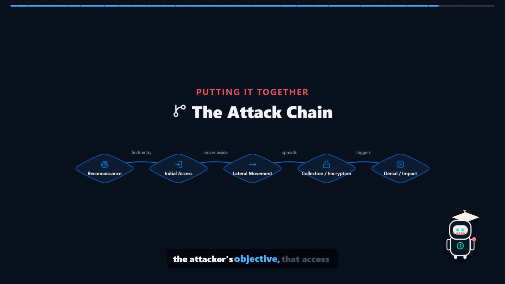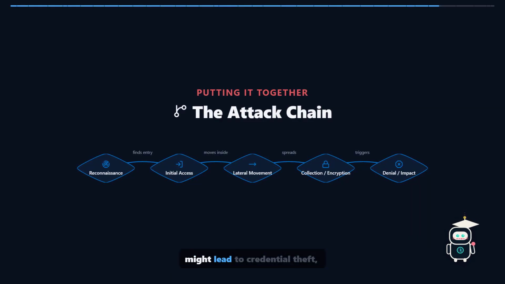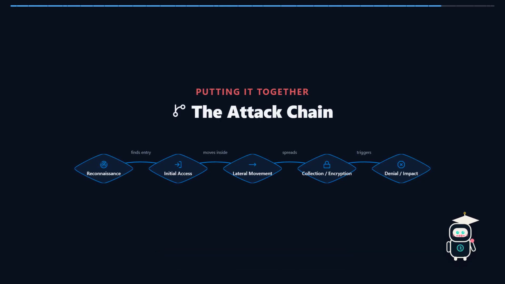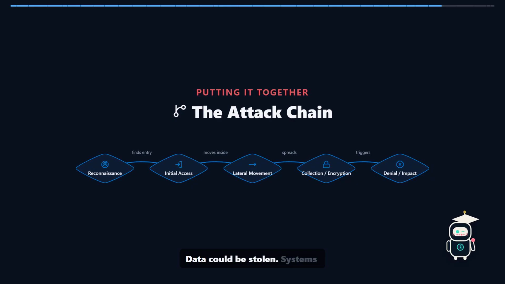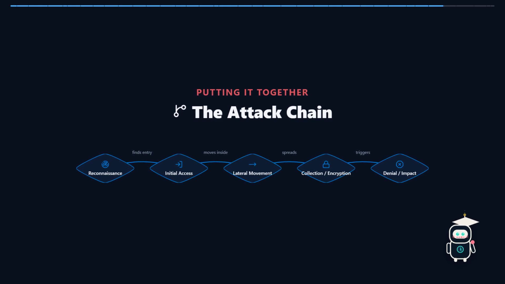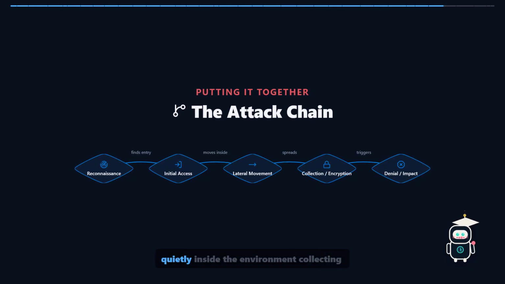Depending on the attacker's objective, that access might lead to credential theft, privilege escalation, lateral movement, data collection, persistence, malware deployment, or some combination of them. Eventually, the organization may experience impact. Data could be stolen. Systems could be encrypted. Services could become unavailable. Accounts could be abused. Information could be changed. Or the attacker could remain quietly inside the environment collecting information.